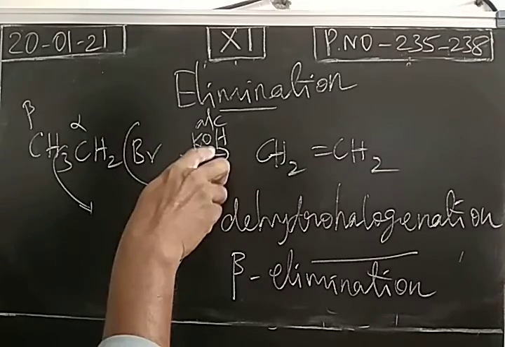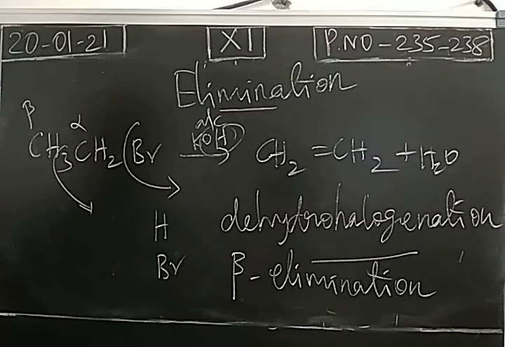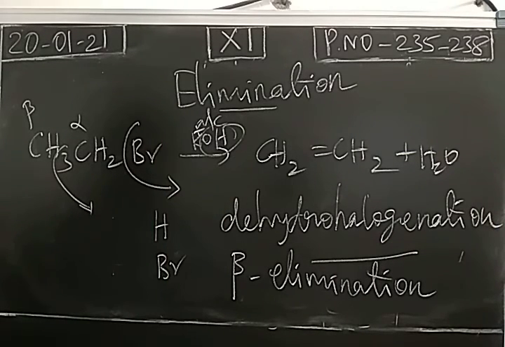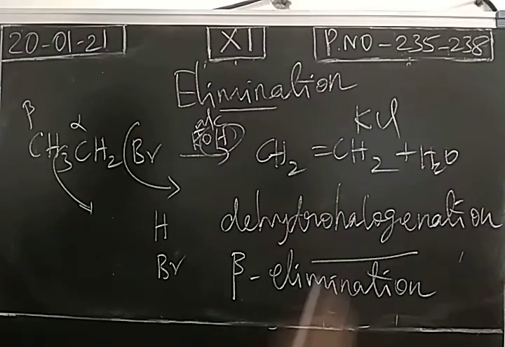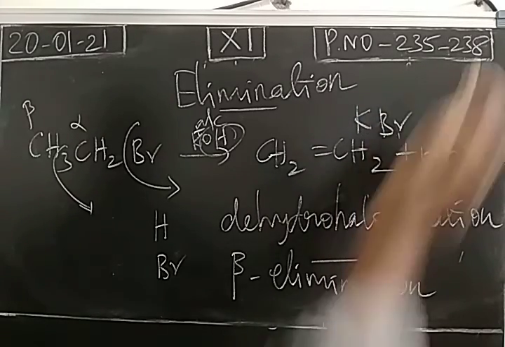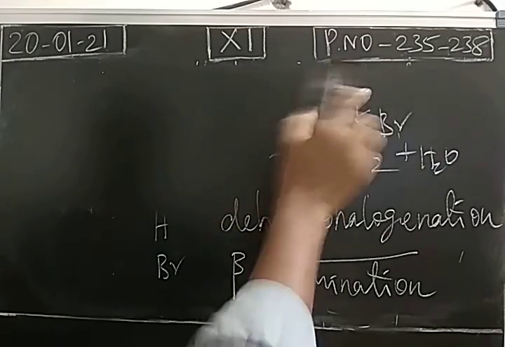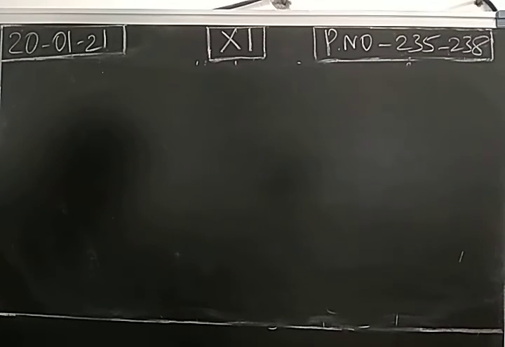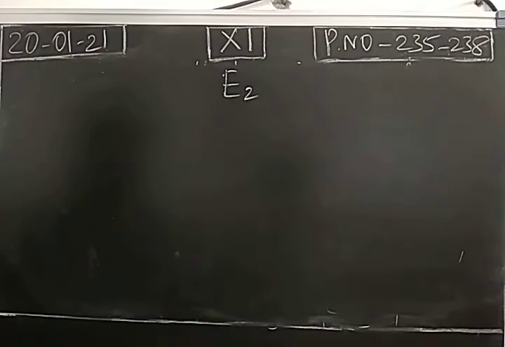So the leaving hydrogen will combine with OH minus, it forms water. The leaving halide ion will combine with this potassium cation, it forms salt, potassium chloride or potassium bromide and so on. So this is called beta elimination or dehydrohalogenation. So there are two types of mechanisms. First we can take the E2 mechanism.